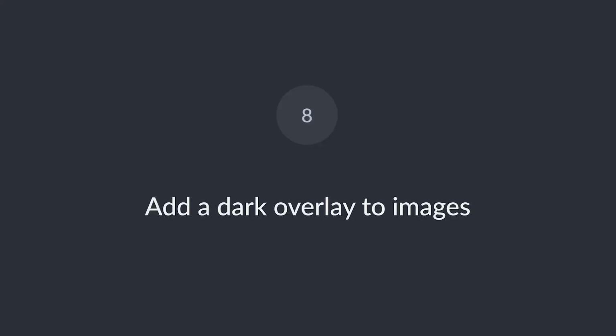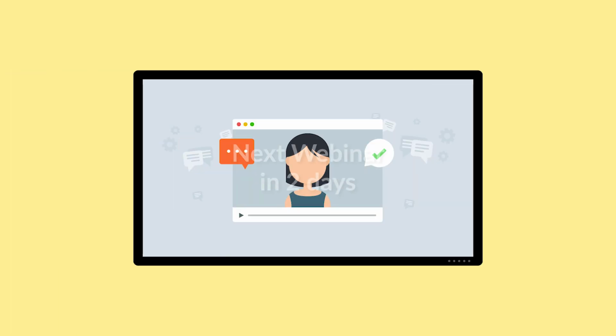Number 8. Add a dark overlay to any images. Text can be difficult to read when placed on top of an image, so a dark overlay can help with visibility.